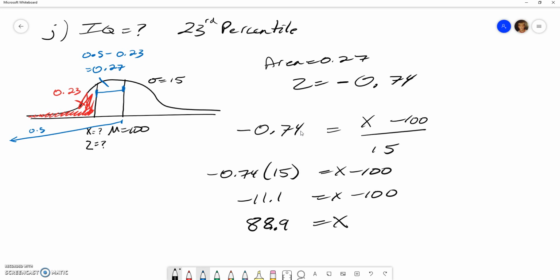So a couple things to remember here is because we are on the left end of the distribution, the Z value is negative. You need to remember that negative Z value. If you forgot the negative and you keep that as a positive Z number, 0.74 positive, you're going to end up with an IQ of 111.1, which is going to be over here, which is clearly not representing a value of the 23rd percentile.